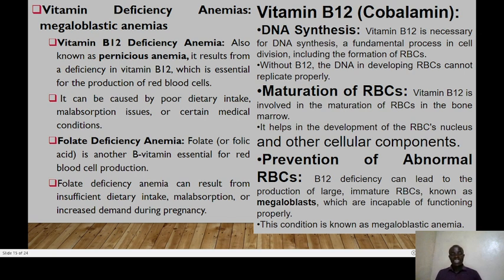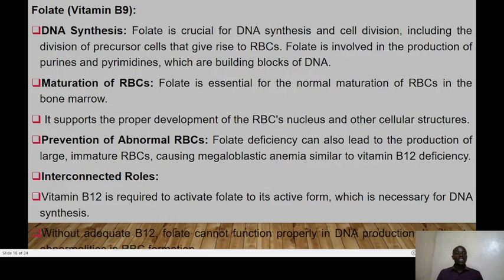All right. Okay, so for the folate deficiency, we're saying that it's another B vitamin essential for red blood cell production. Folate deficiency can result from insufficient diet intake, malabsorption, and increased demand during pregnancy. So folate is very crucial for DNA synthesis and cell division, including the division of the precursor cells that give rise to RBCs. So folate is involved in the production of the purines and the pyrimidines, which are the building blocks of the DNA.